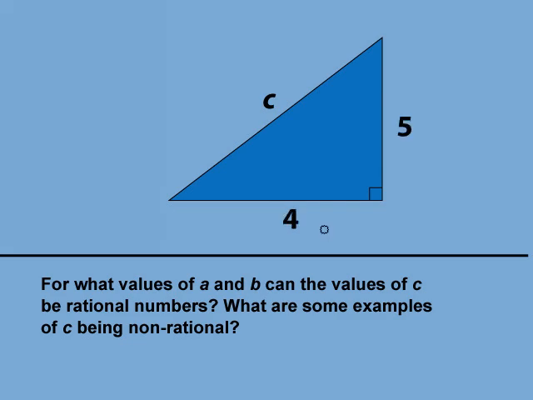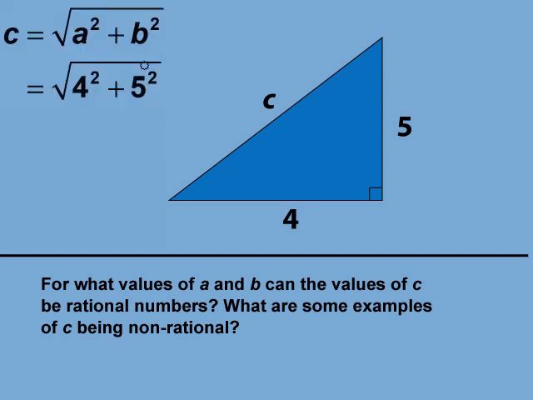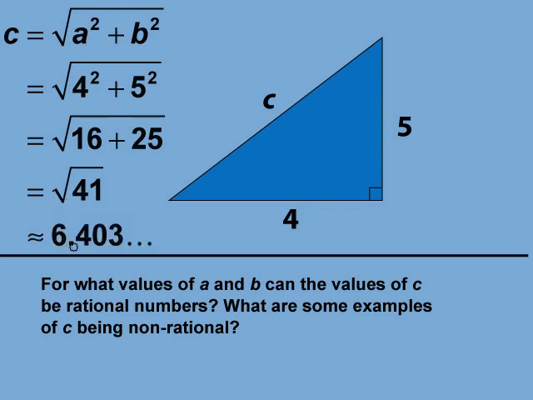In this example, the legs of the triangle are 4 and 5 units long. If we plug these values into the formula, we get the square root of the quantity 4 squared plus 5 squared. This becomes the square root of the quantity 16 plus 25. This becomes the square root of 41. But the square root of 41 is not an integer.